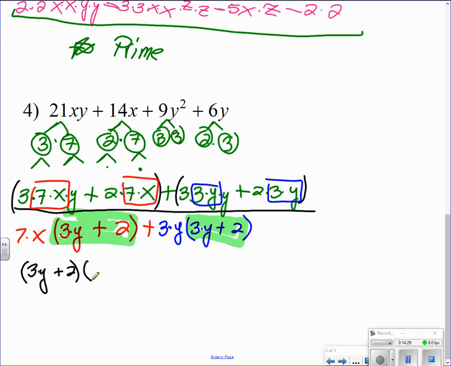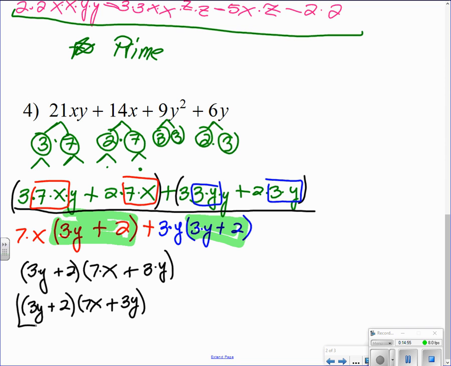Okay, what's left over in here is 7 multiplied by x. And if I take out the parentheses, what's left over is 3 multiplied by y. Now 3 times y will give you 3y plus 2. And this will be 7x plus 3y, and that's what they have in common. Okay, this is called a grouping method.